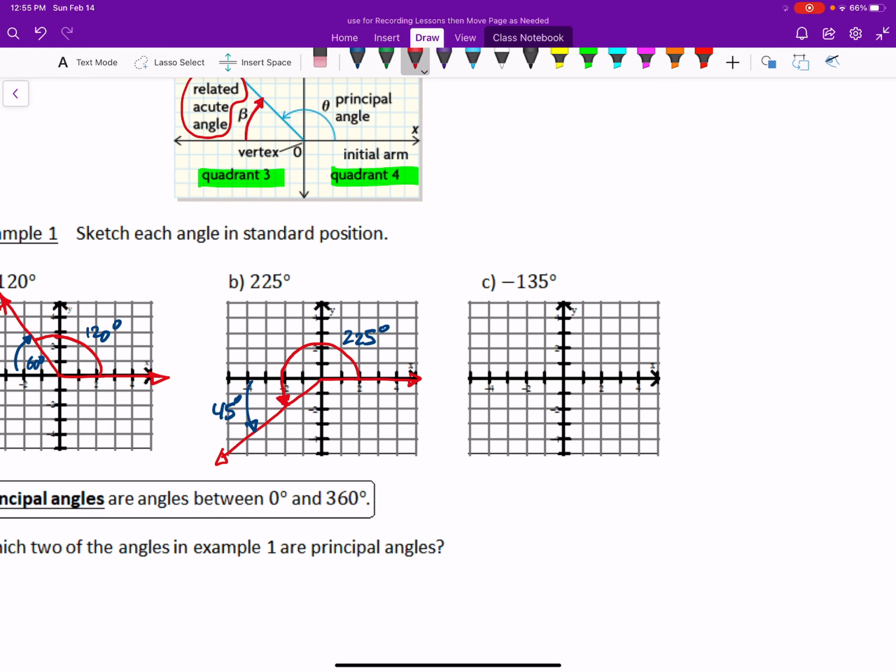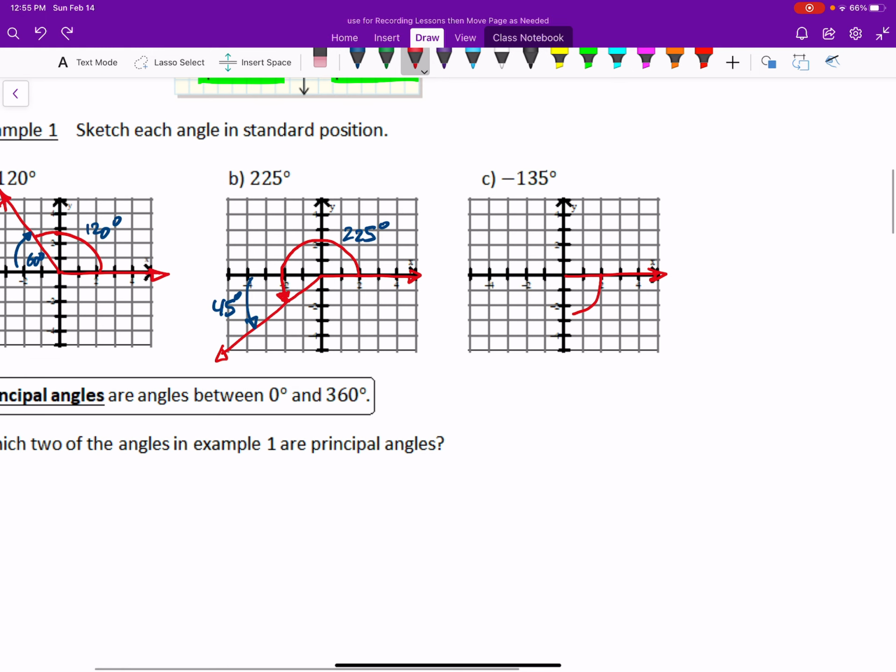Negative 135 degrees means I still start at my initial arm, but negative tells me to go backwards until I've done 135 degrees. So from here to here is 90 degrees. If I keep going, though, until I've covered 135 degrees, I get here. And I've got the same related acute angle, because if I kept going all the way to the x-axis, that would be negative 180. So 45 plus 135, ignoring the negative sign, gives me 180 degrees for a half circle.